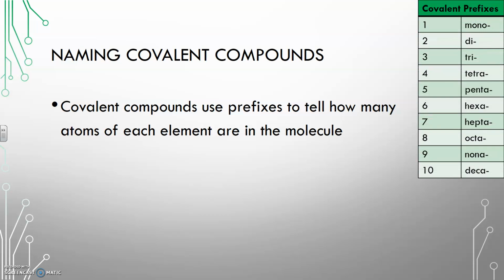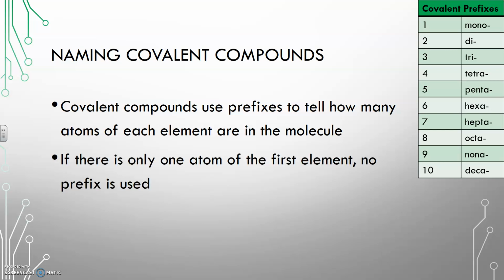So really what you need to know for this are these prefixes. And it's just 1 through 10. You're probably already familiar with quite a few of them. You have 1 is mono, 2 is di, 3 is tri, and you have tetra, penta, hexa, hepta, octa, nona, and deca. Okay? Those are the 10 you need to know for covalent compounds.